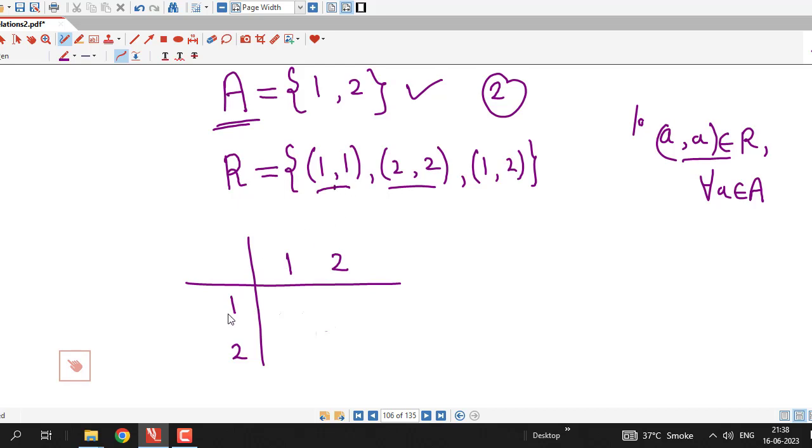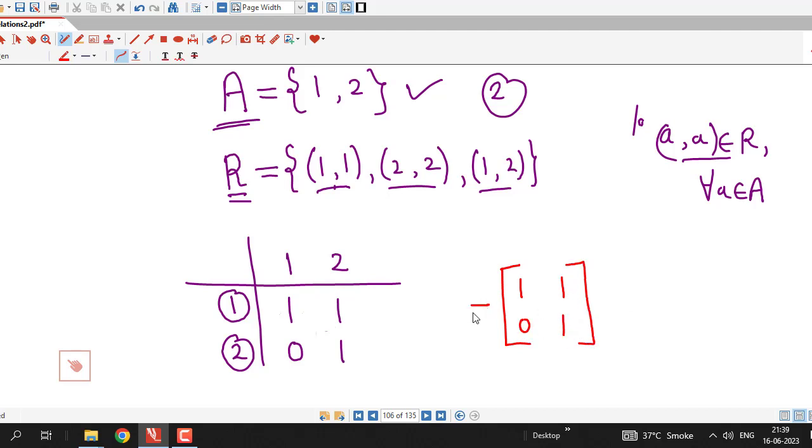Now we concentrate on all the possible pairs. First we fix 1, and we have (1,1), and ordered pair (1,1) is present in this relation, so here we write down 1. Then ordered pair (1,2) is also present, so here we write 1. And then ordered pair (2,1) is not present in given relation, so we write 0 here. Ordered pair (2,2) is present, so here we write 1. And the relation matrix is a square matrix of order 2, and these are the entries of relation matrix corresponding to this relation.